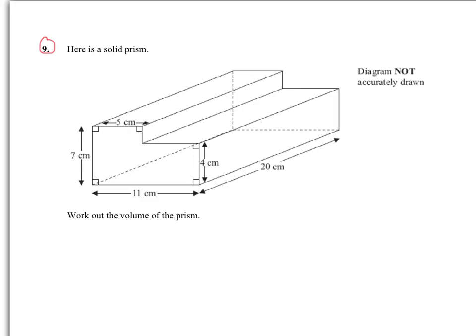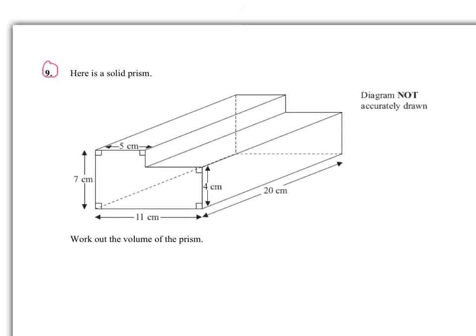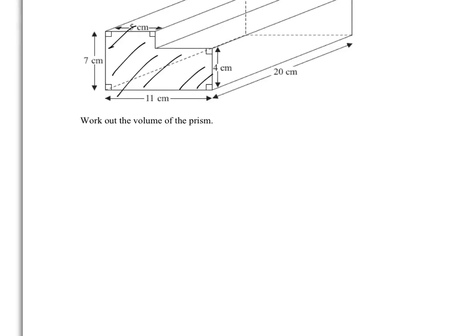Okay, so part 2 of this paper, we are looking at the volume of this prism. Now the volume of a prism is the area of the cross-section times by the length, and the cross-section is this area here at the end. Okay, so the way I would recommend that we do this is let's draw that area out and then start from there.